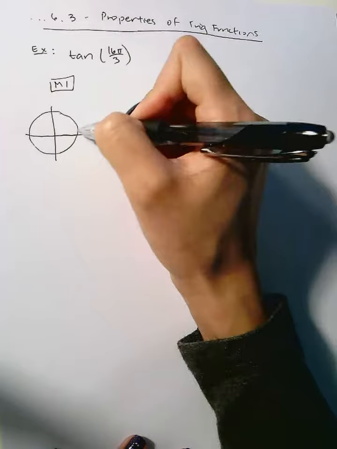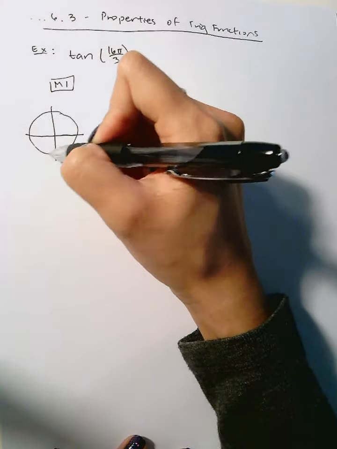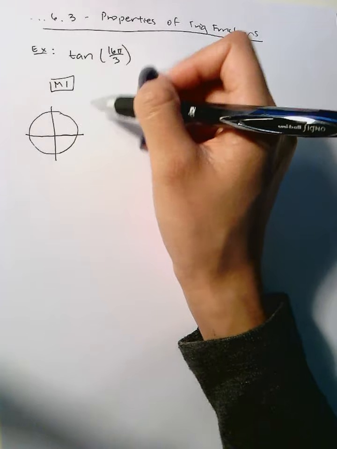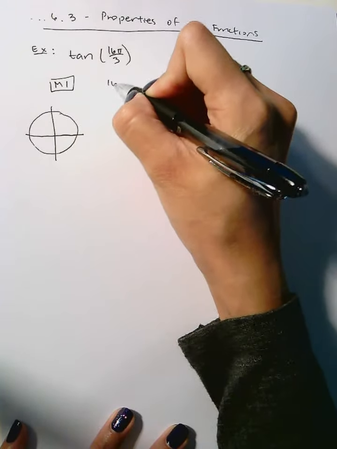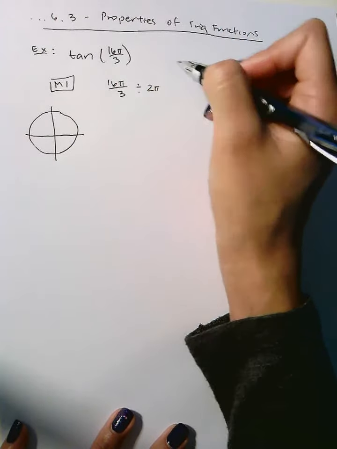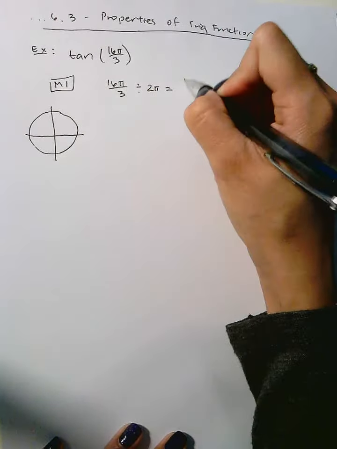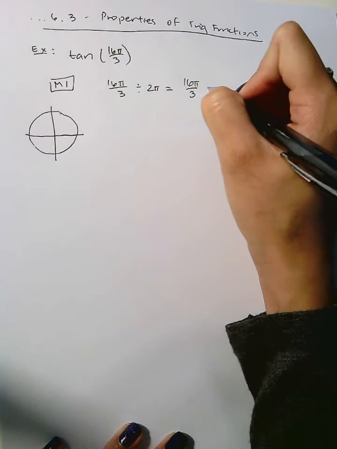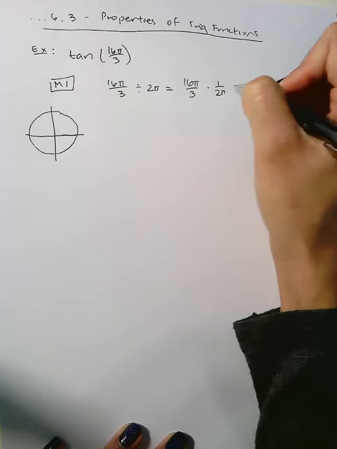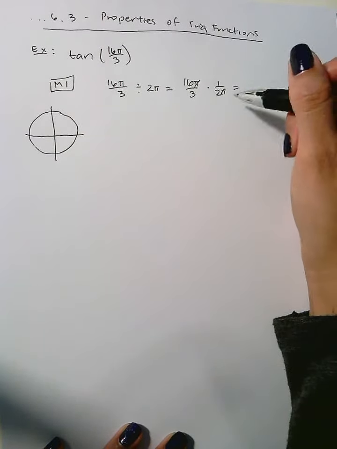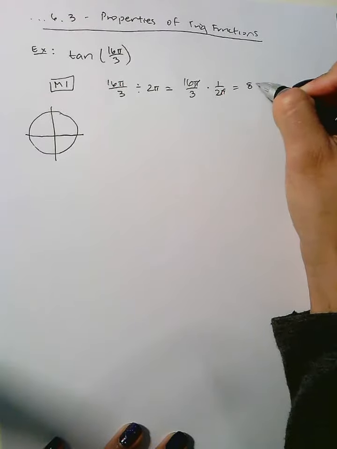So we can ask ourselves, how many full revolutions does tangent of 16 pi over 3 go around the unit circle? In order to do that, we're going to take 16 pi over 3 and divide it by 2 pi, because 2 pi is a full revolution around the unit circle. So this is equal to 16 pi over 3 times 1 over 2 pi. If I simplify, the pi is going to cancel and you get 16 over 6, or in other words, 8 over 3.